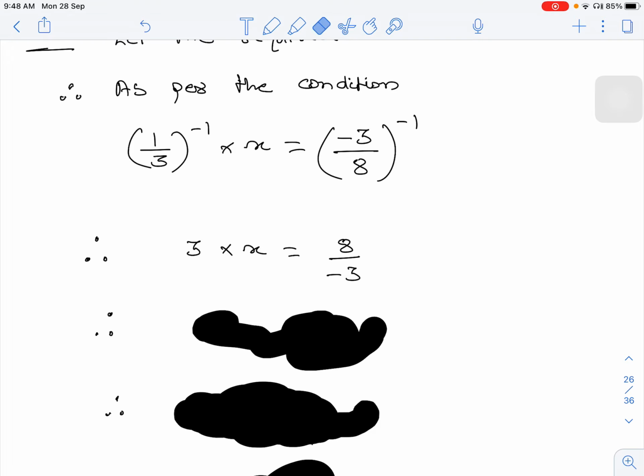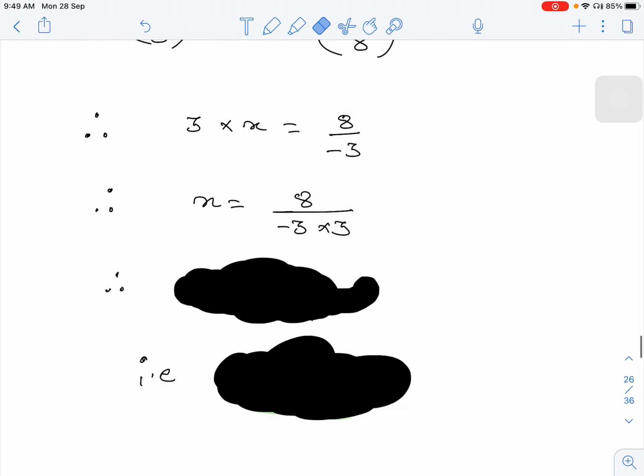Okay, now in the next step, we want to keep x alone on one side, so all the remaining numbers will go on the other side. So 3 is multiplying over here. If you change its side, it will divide. So now this 3 will come over here. What you will get is x equals 8 upon minus 3 into 3.